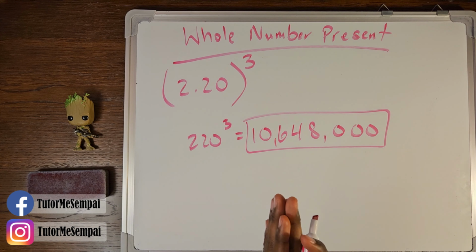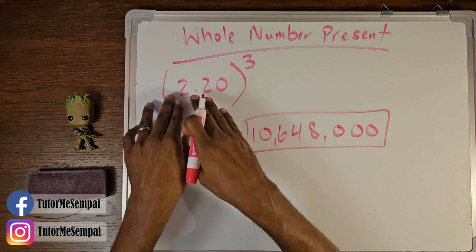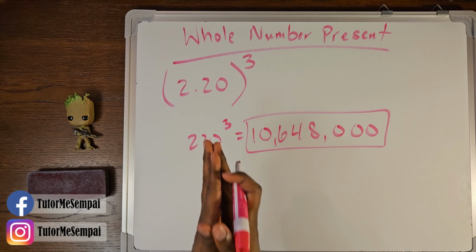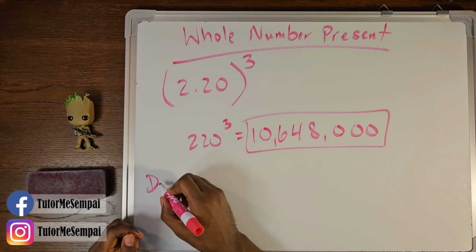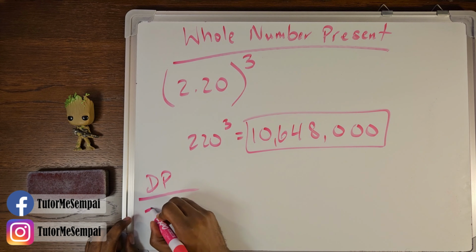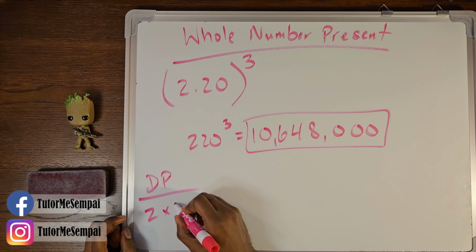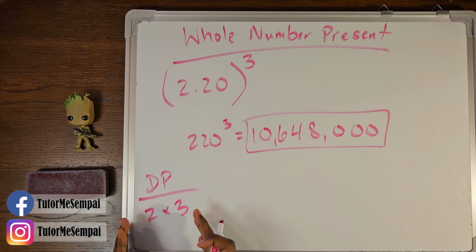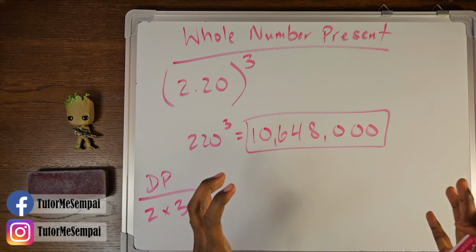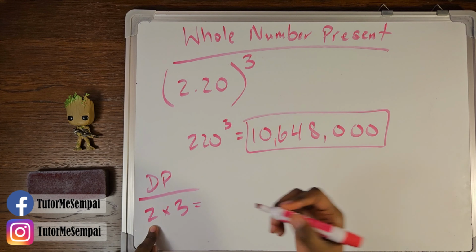So our second step is to add in our decimal places, which will require us to look back at our original number, our base, and figure out how many decimal places it had originally. So our decimal places are going to be how many we had here originally, which is just 2, times our exponent, which is 3. So this is going to tell us how many decimal places our final answer is going to have, which is just telling us we're going to have 6.